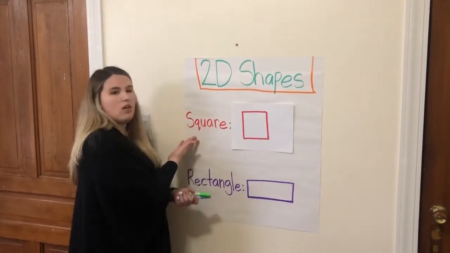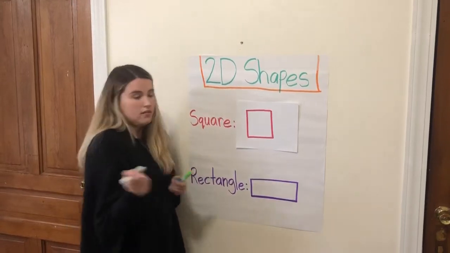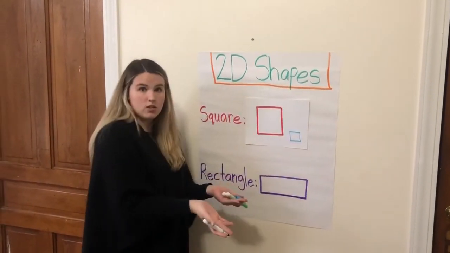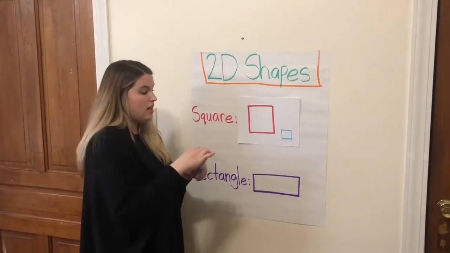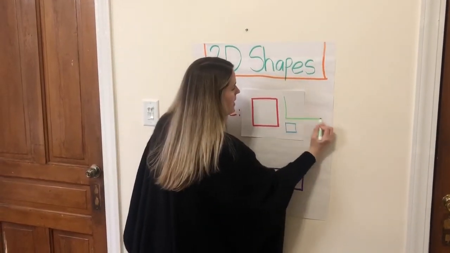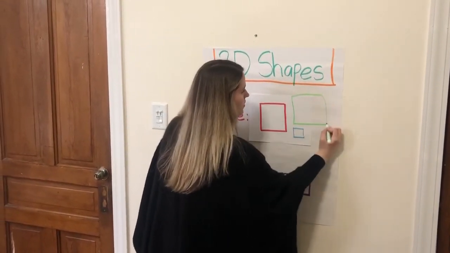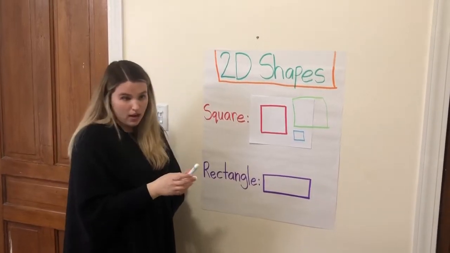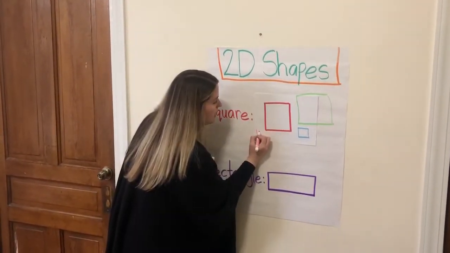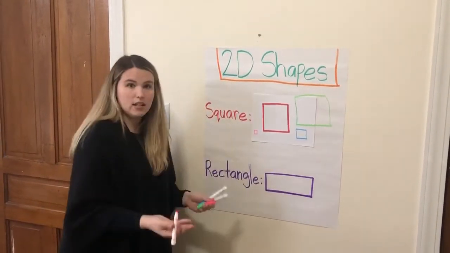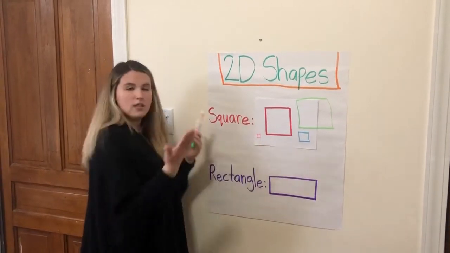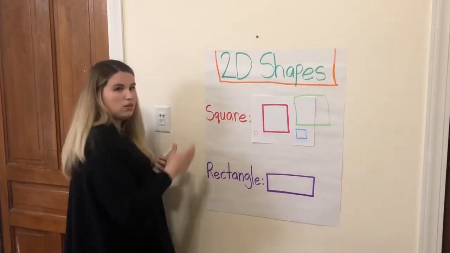A square is always going to be a square, even if it's blue and small. That's still a square. Even if it's green and big, that is still a square. Even if it's pink and really, really little, it's still a square. It has four sides and four corners, still a square. Now it's the same thing with a rectangle.